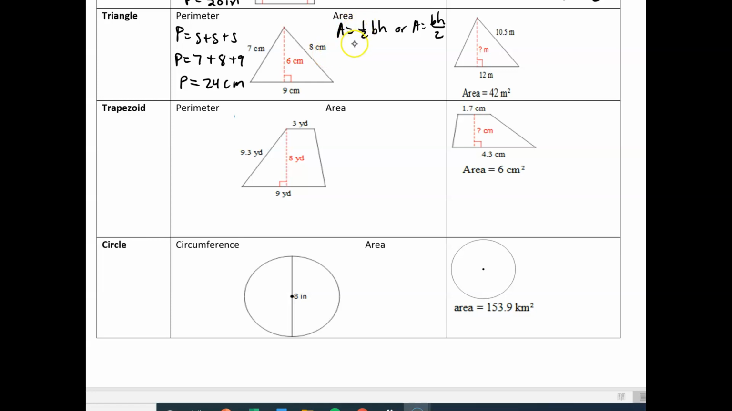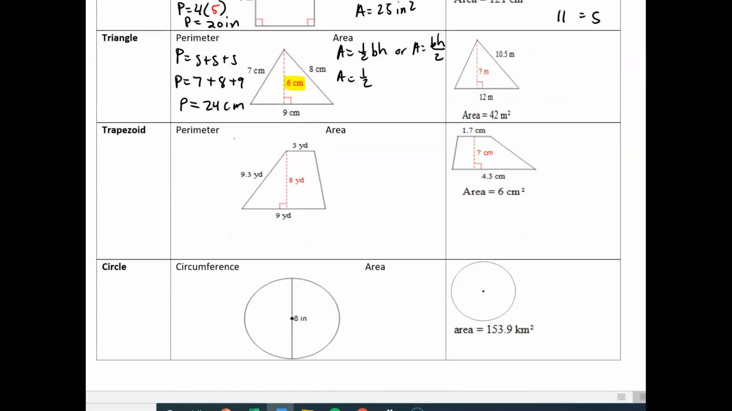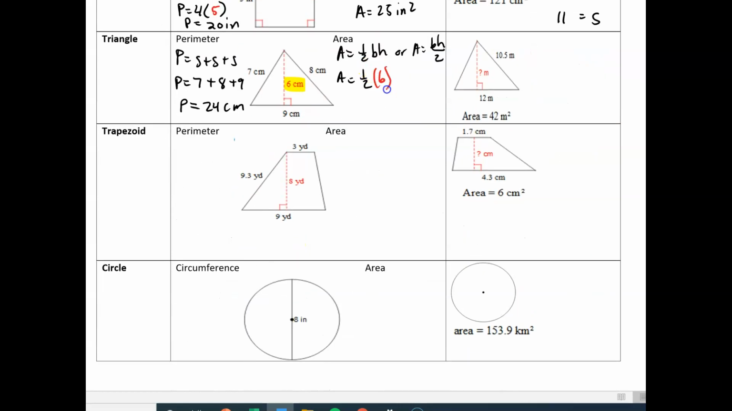For area, you can use either 1/2 base times height or base times height divided by 2. It doesn't matter. I like using 1/2 base times height, so area is equal to 1/2. I could put 9 there, but that's kind of hard to take half of 9, so let's put the height, right? The height in this case is 6. So half of 6 times your base of 9. Half of 6 is 3, so 3 times 9 is 27 centimeters squared, right?